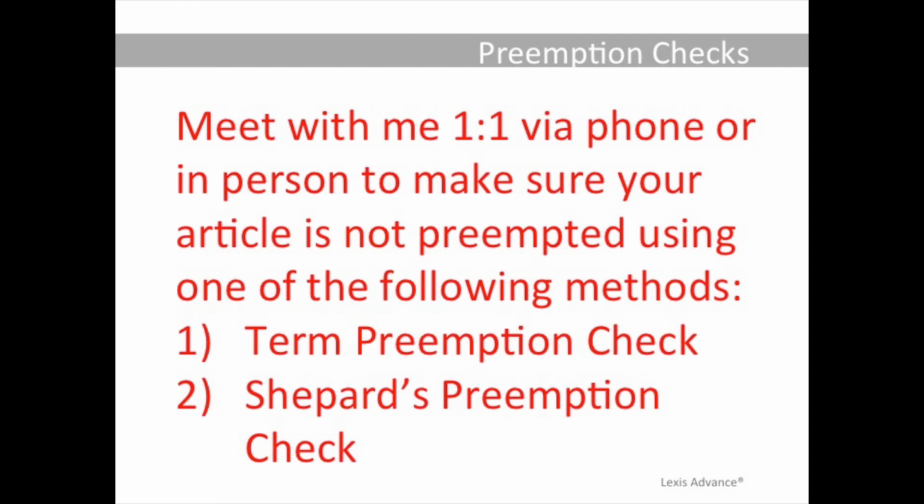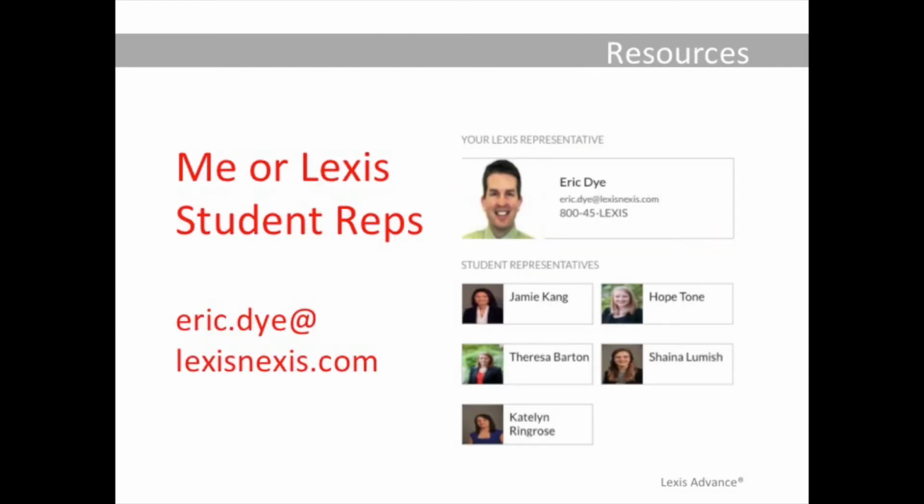So these are the ways that we're going to take a look at whether or not you're preempted when we meet. So I know that was a lot of information, but hopefully you have some good hints now on what things to take into consideration before you actually pick your note topic, some good searches to use when you're trying to pick a note topic, and then finally you have a little bit of a sense of what preemption checking is, and you know how to reach me to make sure that we do a one-on-one preemption check.